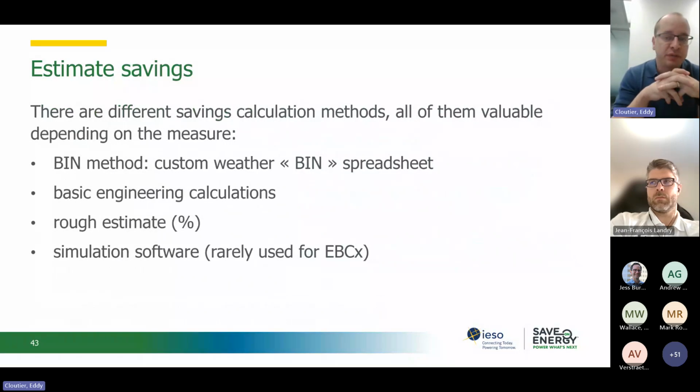There are different methods for estimating energy savings in existing building commissioning. Here are some of them. The first one that I would mention is the bin method. Then we can also have basic engineering calculation, rough estimates, or what I would call rules of thumb. And last, we might mention simulation software such as eQuest, EnergyPlus, and so on, which are more rarely used in existing building commissioning, but in some cases they can be useful.